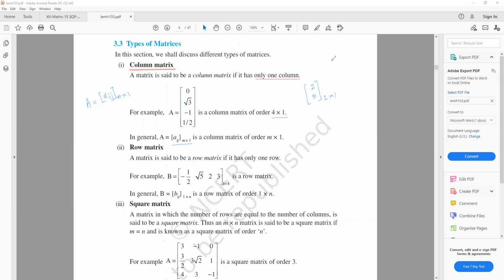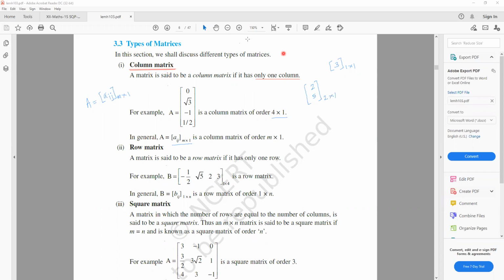Okay, so what about this? Here 3, is it a column matrix? Is it a matrix? It is 1 by 1, it can be. It's a matrix with one row and one column. So this is also a column matrix because there is only one column. So if it has only one column, that type of matrix is known as a column matrix.